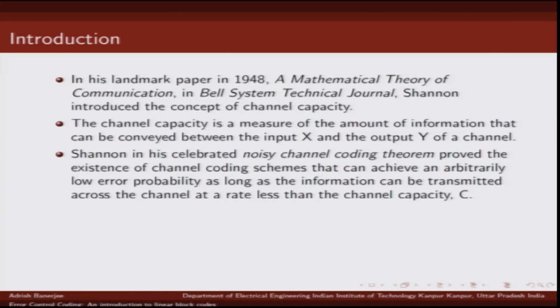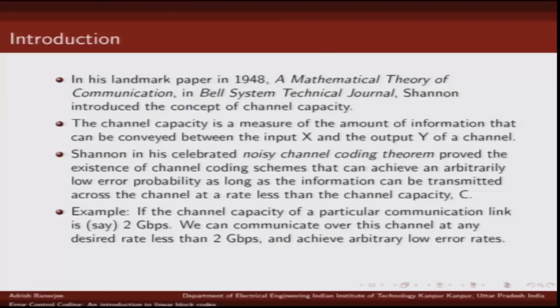Shannon showed that there exist good channel codes, so as long as the transmission rate is below channel capacity, we can achieve arbitrarily low probability of error. For example, if the channel capacity of a particular link is 2 gigabits per second, then we should be able to communicate at any rate up to 2 gigabits over this link and achieve very low probability of error at the decoder.